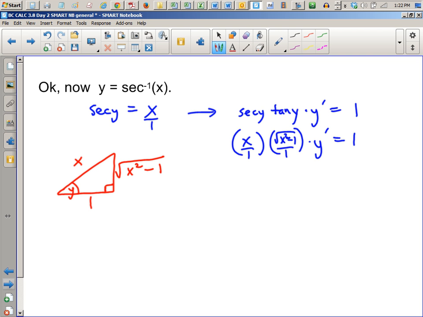And we end up dividing by both x and the square root of x squared minus 1. So y prime is a little awkward. It's 1 over x square root of x squared minus 1, like that.